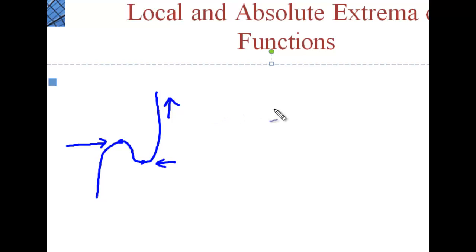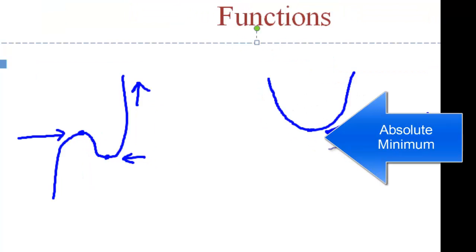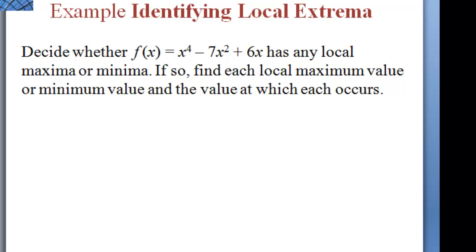We could also have an absolute minimum or an absolute maximum. If we have a graph that looked like this, here we're going to have an absolute minimum. Let's look at an example, identifying local extrema.